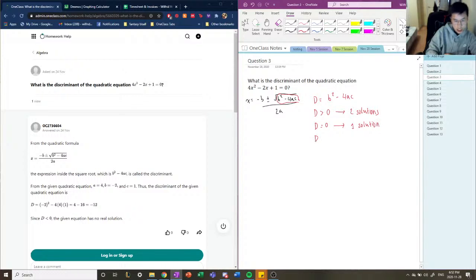And if d is less than 0, we have 0 solutions. Okay, so let us apply our learning here to our example.